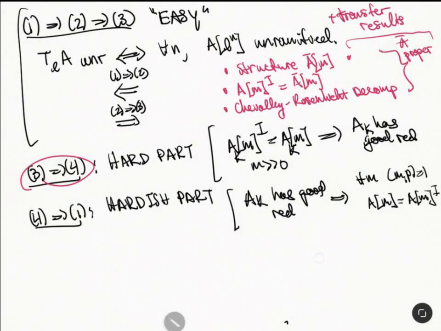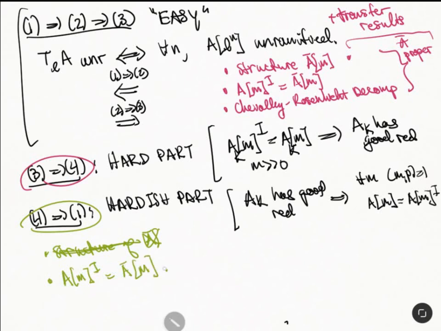This hardish part down here just uses the structure of, no, actually this doesn't use that. Sorry, it just uses that A[m] is the same thing as the reduction here. This is the same as saying that we could take the maximal unramified extension of K and then take these points as well. Since these things are going to be used, let's do this easier part first, and then we'll do the hard part.